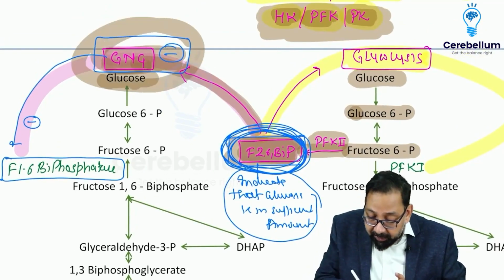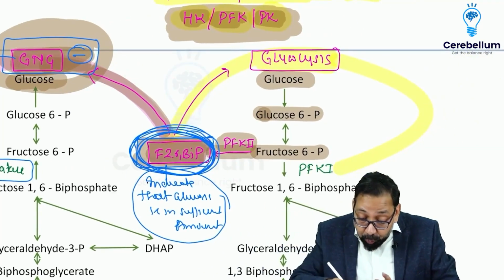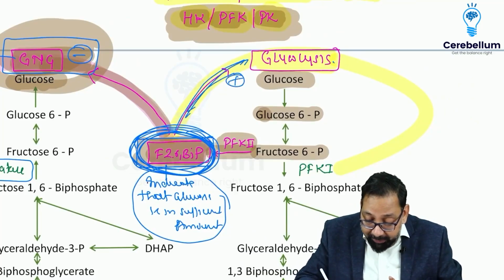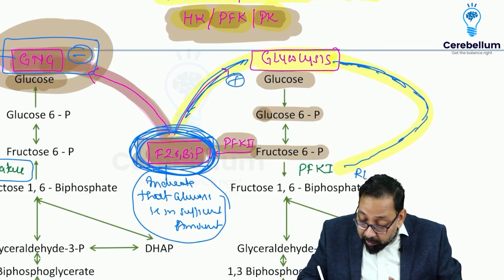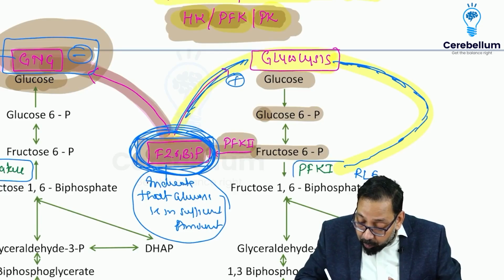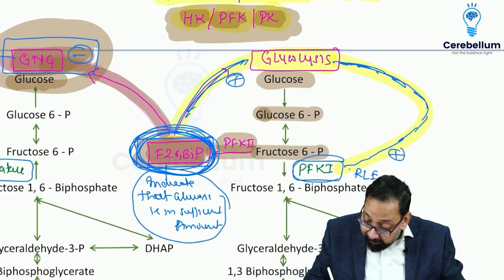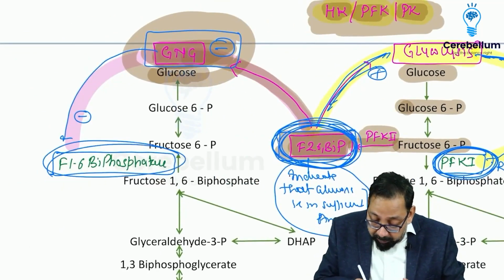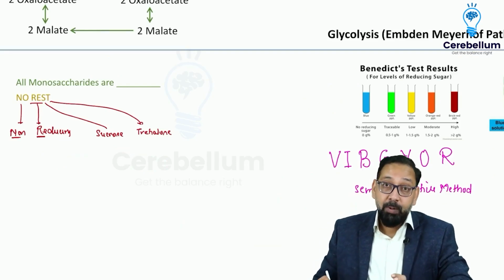This fructose 2,6-bisphosphate is an inhibitor of gluconeogenesis, and two opposite pathways are regulated in such a way that when this is inhibited, glycolysis should be activated. So this fructose 2,6-bisphosphate is an activator of glycolysis, and the rate limiting enzyme of glycolysis is phosphofructokinase 1. So this fructose 2,6-bisphosphate activates phosphofructokinase 1 and inhibits fructose 1,6-bisphosphatase.